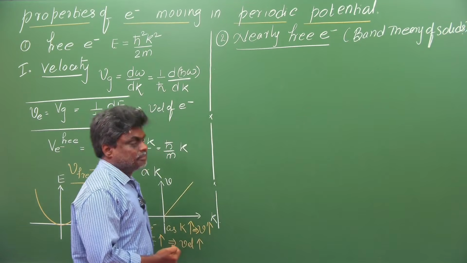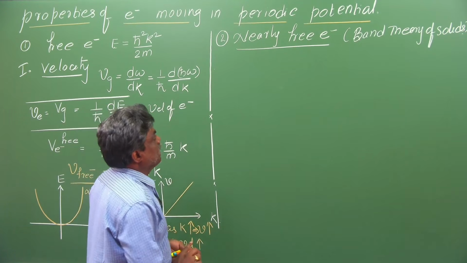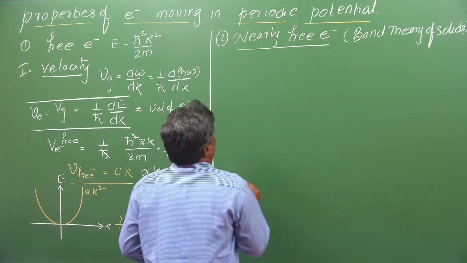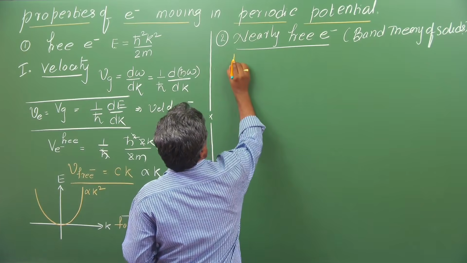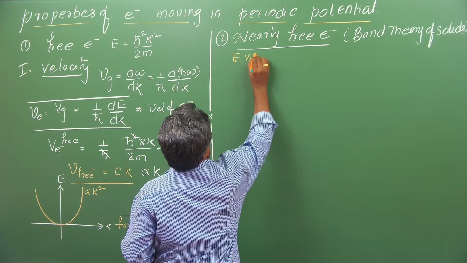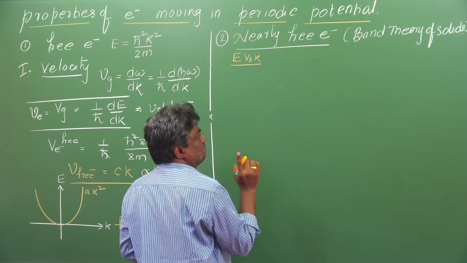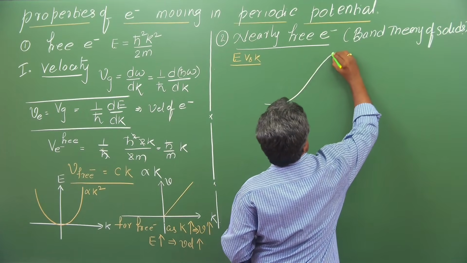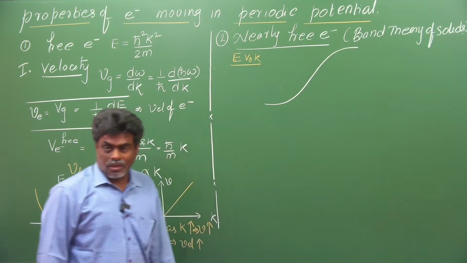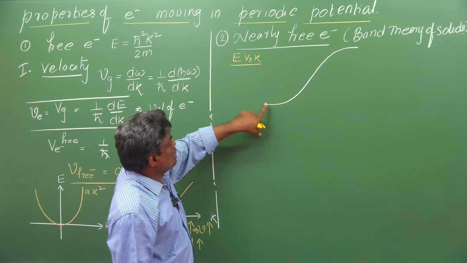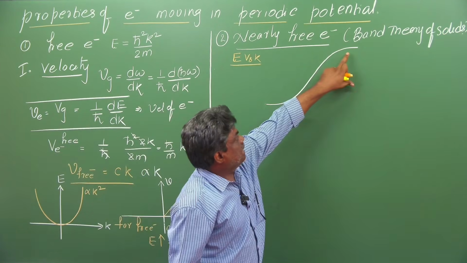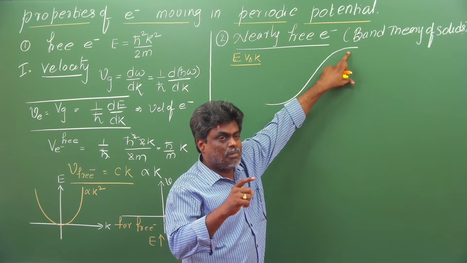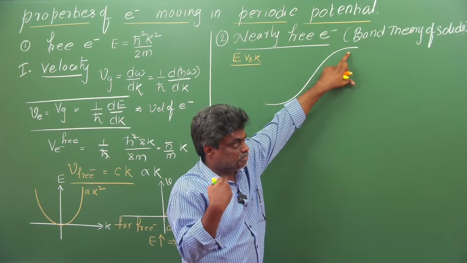So, are you ready? Nearly free electron theory, that is the band theory of solids, I have taken, and let us see what happened. In the last class we already got energy versus K. Carefully listen please. We got this kind of spectrum. At the bottom we have a concave shape and at the top we have a convex shape. That means the top and the bottom have opposite curvatures.